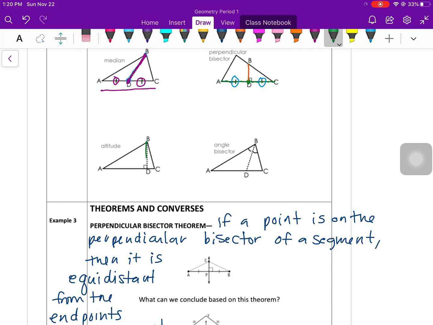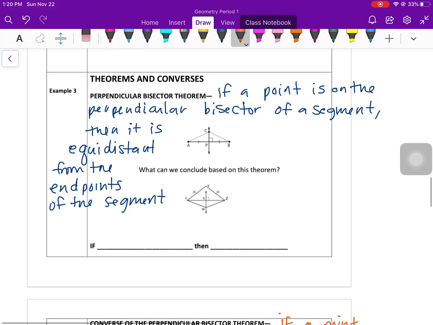For the next one, if we go straight down from a vertex to form a 90-degree angle, that is an altitude. And the last one, we went from the vertex to form two congruent angles. Notice there's no congruent sides in this, but we do have two congruent angles. So that one is an angle bisector.